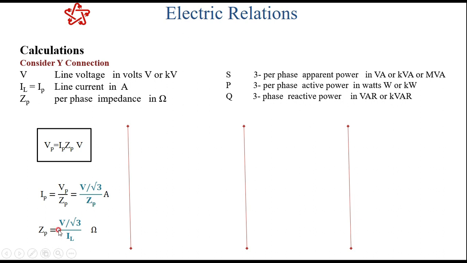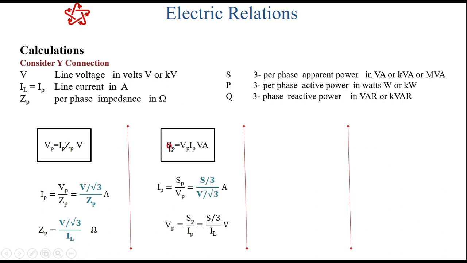Then ZP is the ratio of V by I. Therefore V should be replaced by its phase value, V by root 3, and it is IL because IL is equal to IP. This is one equation for ZP.